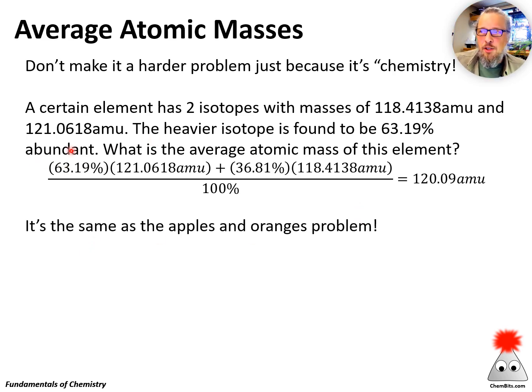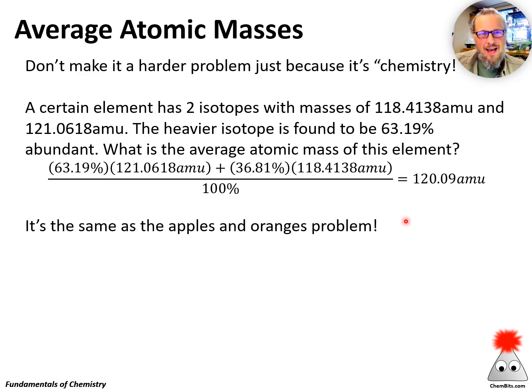Now, as a little bit of a double check, the heavier isotope is more abundant. There's more of that. So our answer should be closer to the heavier mass than the lighter mass, and in this case it is. That's a convenient way for you to check yourself on some of these problems. So that's really the problem.